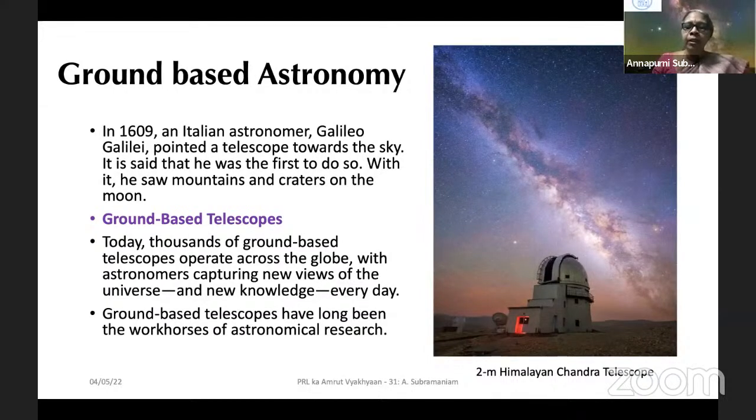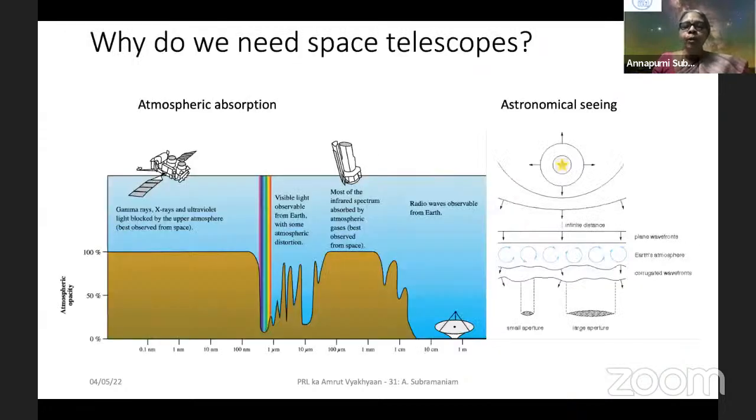To give you a picture, here is the 2-meter HCT and the night sky from there. You put the telescopes at remote places, and we also know the HCT and the 3.6 meter DOT, and we operate these telescopes. The important thing is that we can go there and make improvements to the telescope by updating it as well as improving the instrumentation of it. So you can go there and fiddle around with it. But with the space telescopes, you can't do that.